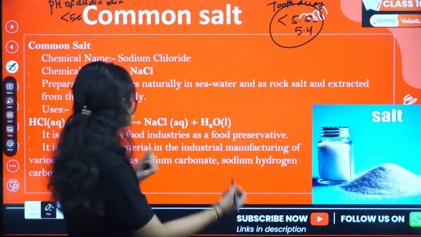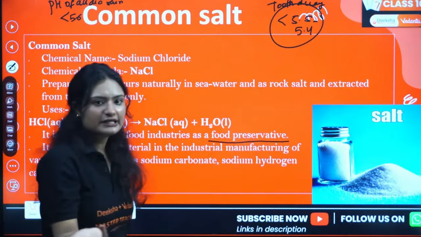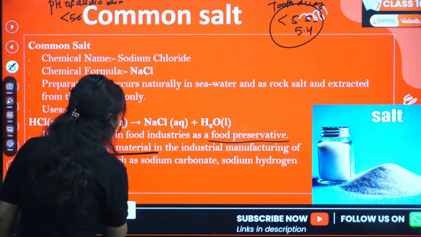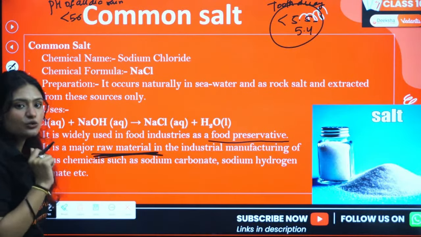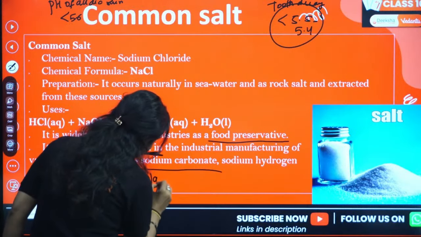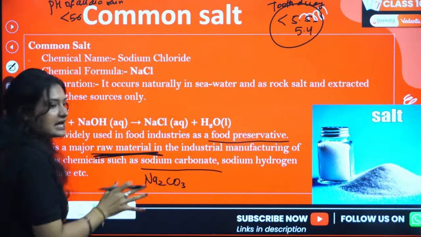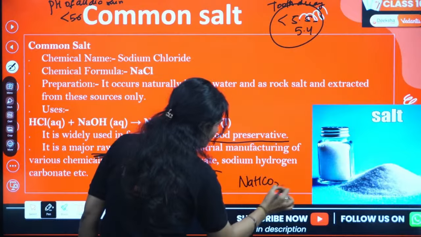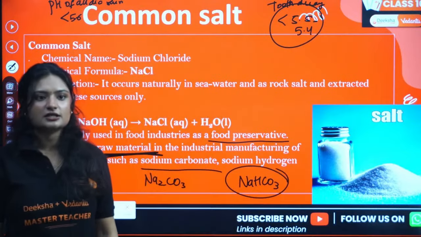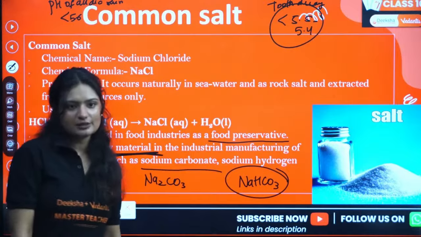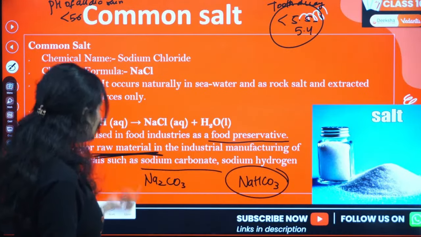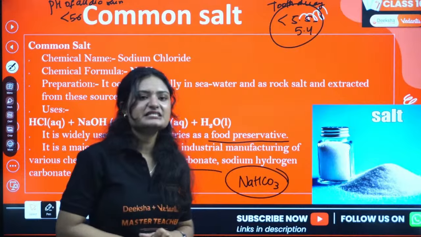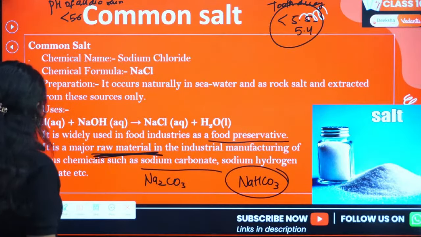Okay, we use it as a food preservative. In food we put it, right? And also remember this point, it is used as a major raw material for the synthesis of what? Sodium carbonate and sodium hydrogen carbonate. What is the common name of sodium hydrogen carbonate, my dear kids? Tell me the common name of sodium hydrogen carbonate. Okay, so it is a raw material for the synthesis of sodium carbonate and sodium hydrogen carbonate. Okay, I hope it is clear to you all.